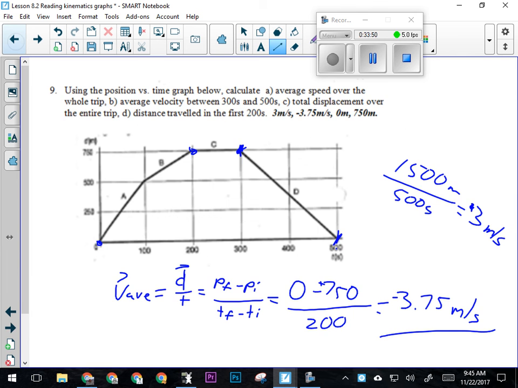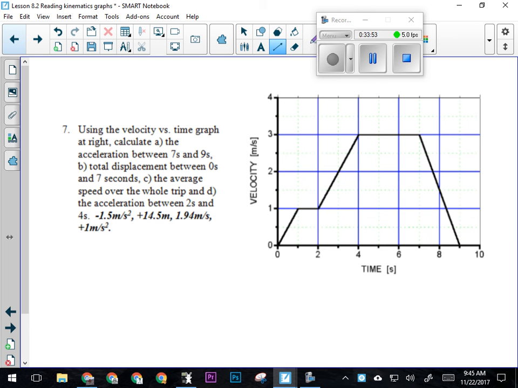All right, now is the last one on the worksheet. Let's go back and have a look at this one because we didn't go over it. So have a look at 7 right now. That should take us to the end of today's period, and then we'll talk about acceleration tomorrow.